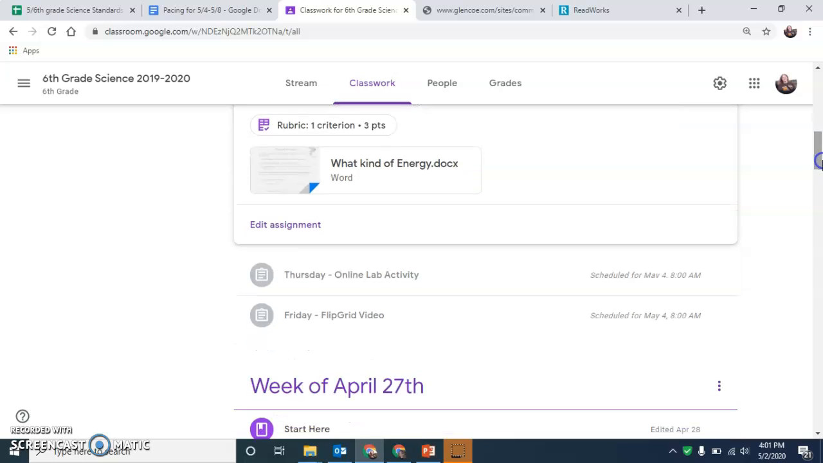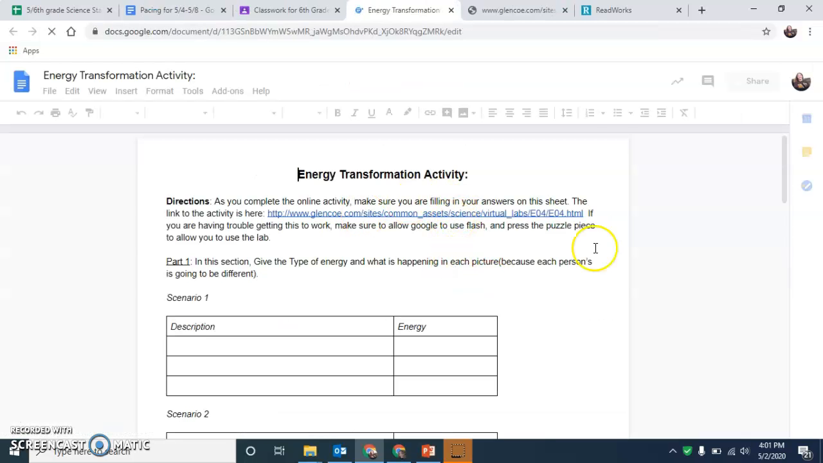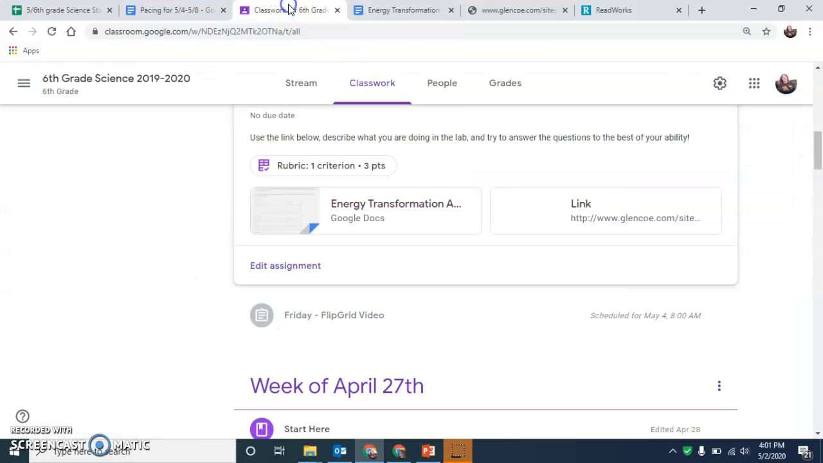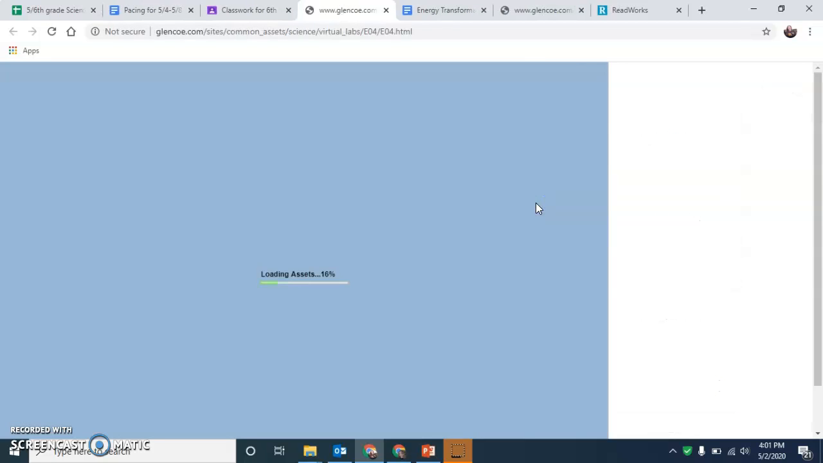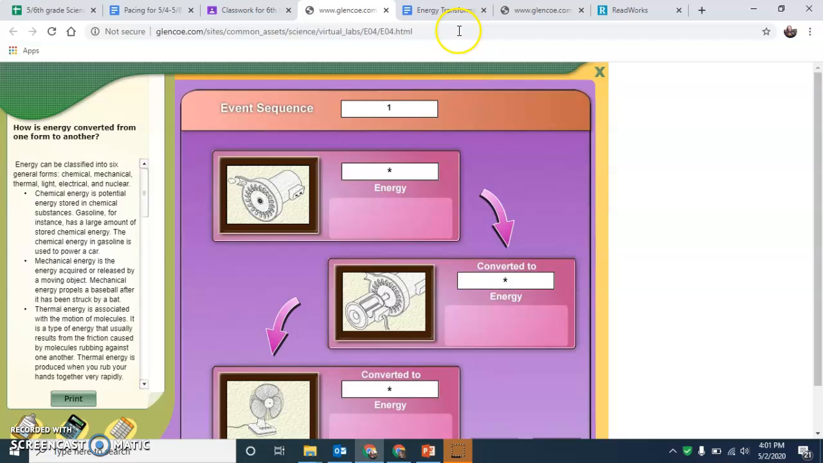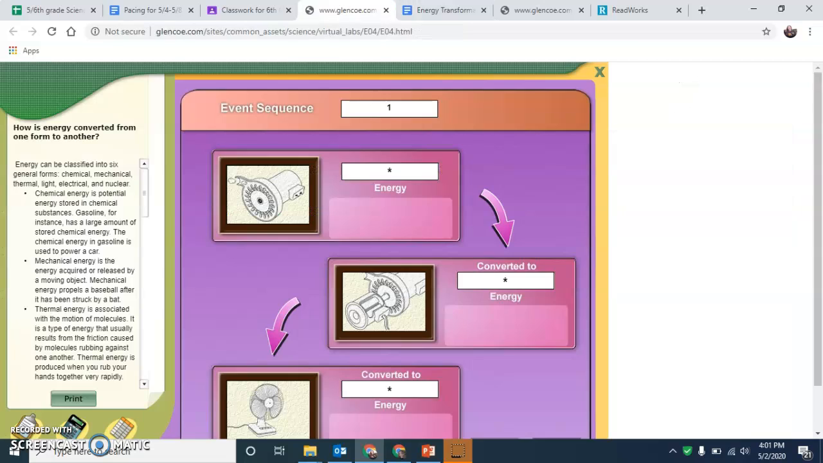For Thursday, you're going to be completing an online lab activity. You have a sheet that you're going to fill out as you go through, where you write a description of what's happening and the type of energy that's showing. The link that pops up is going to look like this. If yours didn't work, you're going to have to go into the settings, probably up here, and allow for Flash. There are 5 different scenario boxes. In there, you're going to write a description of what's happening. You get that by clicking on the picture.